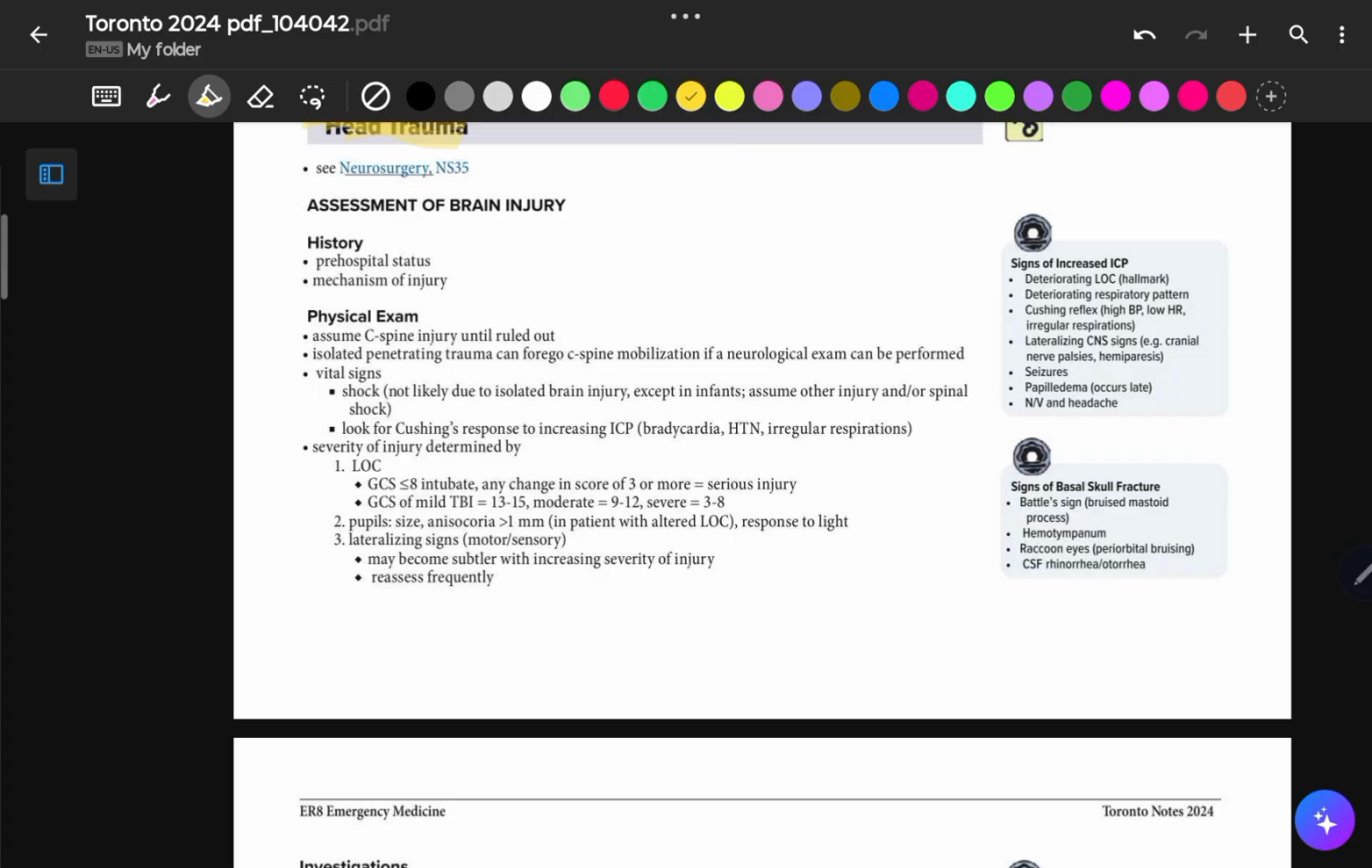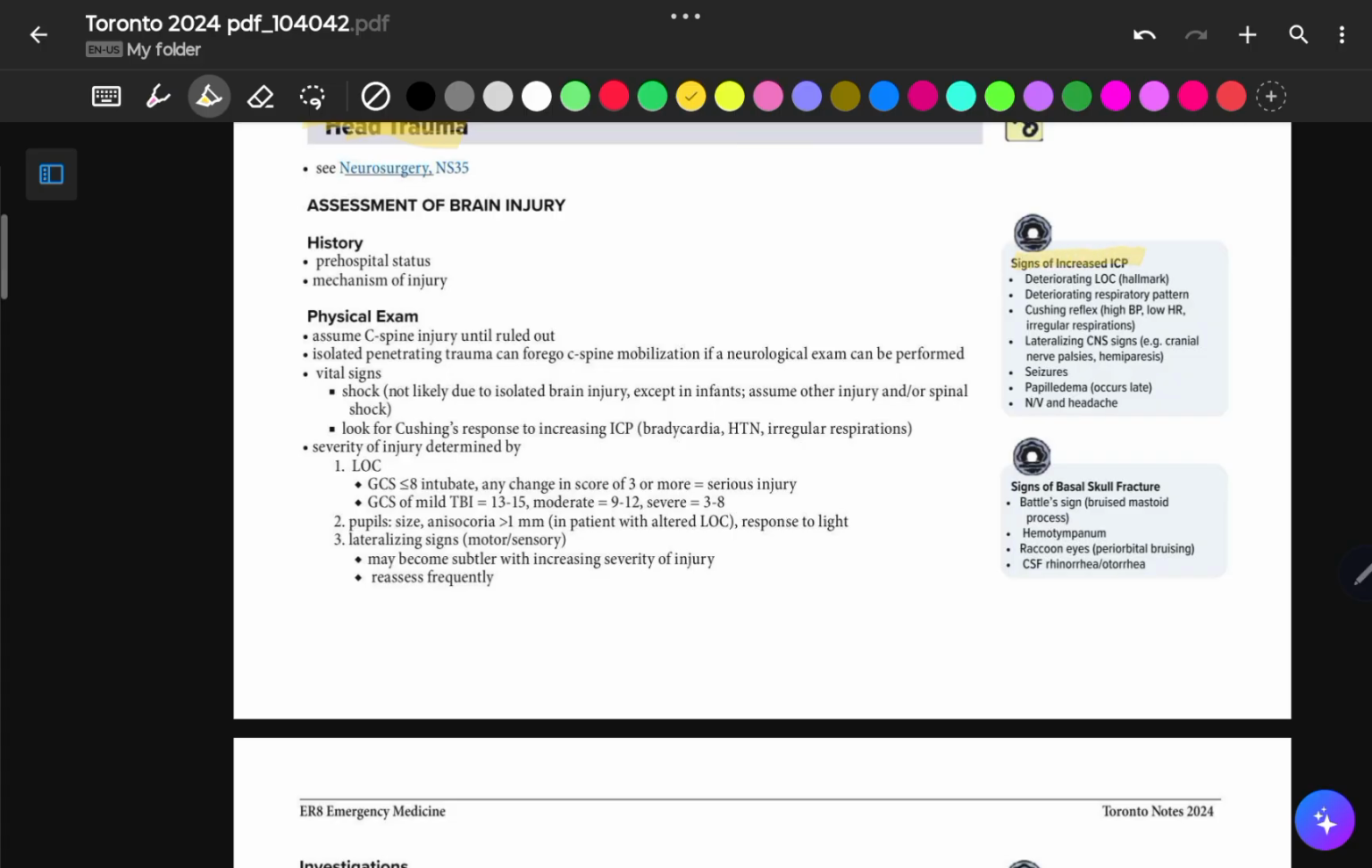Then you want to do your vitals, check for signs of shock, and look for the Cushing response to increased intracranial pressure, like your bradycardia. So what would be signs of increased intracranial pressure? It would be your bradycardia, your hypertension, and irregular respiration.